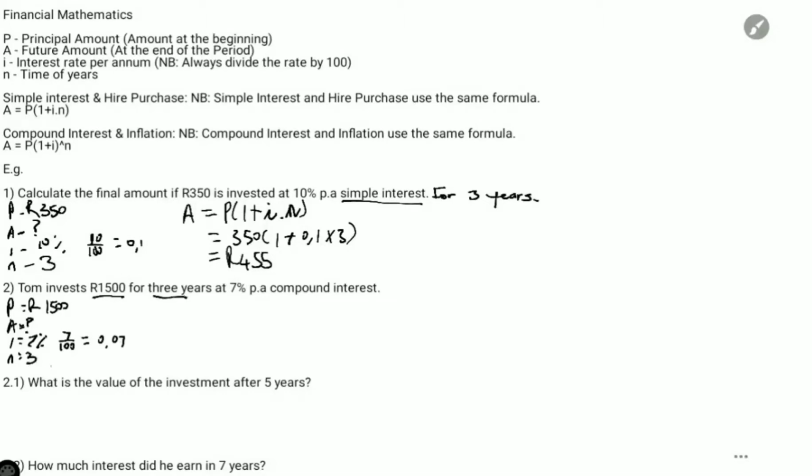At least now we have 3 years, right? We have 3 years.